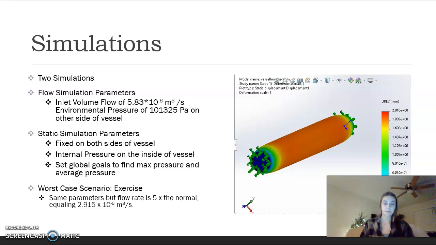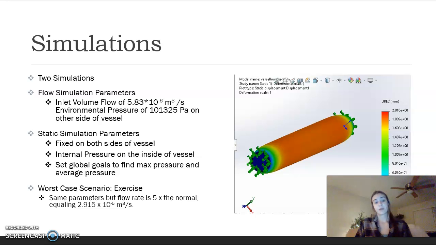So for my simulations, I first start with a flow simulation, and that is where I put parameters of the inlet volume flow going through one side, and then the environmental pressure on the other side. And then after I let this run, I also put the non-Newtonian liquid blood so that it can represent as closely as possible to the human body, as well as putting in an environmental temperature of 37 degrees Celsius.